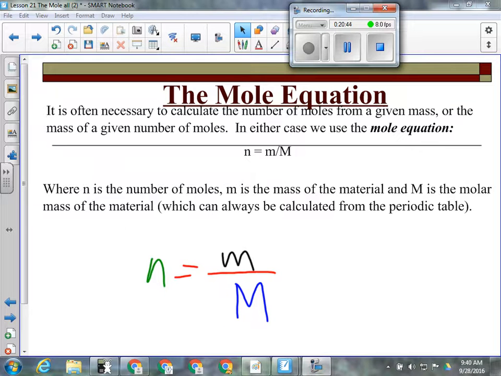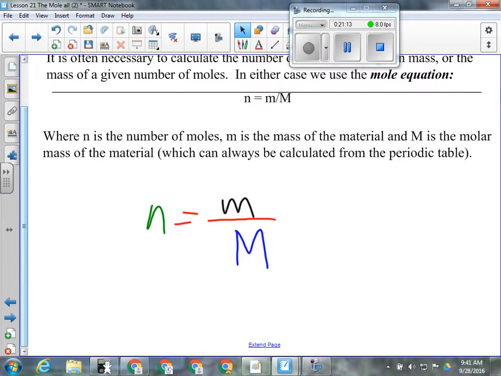The mole equation allows us to calculate a couple of things. We can always calculate molar mass because we always have the periodic table. We're never going to use the mole equation to calculate molar mass, there's no point in doing that. But it does allow us to calculate the number of moles or the mass of something, based on its molar mass and how much of it there is. So the mole equation goes like this: n, which is the number of moles, equals little m, mass, over big M, molar mass.